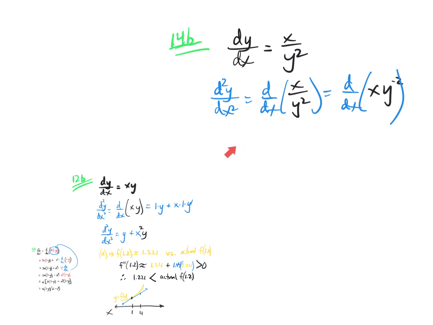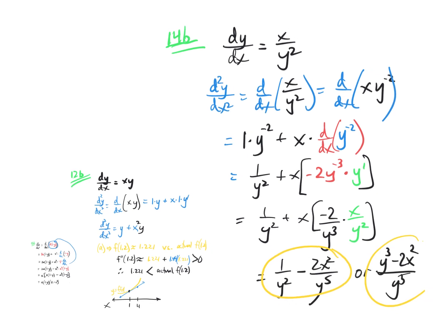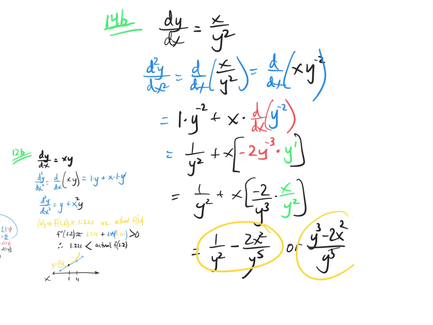Here we go. It's equal to derivative of x is 1 times y to the negative 2 plus x times the derivative of y to the negative 2. And that is negative 2 times y to the negative third times the derivative of the function y, which is x over y squared. All right, so we can simplify and get our final answer, which you can write either way here.